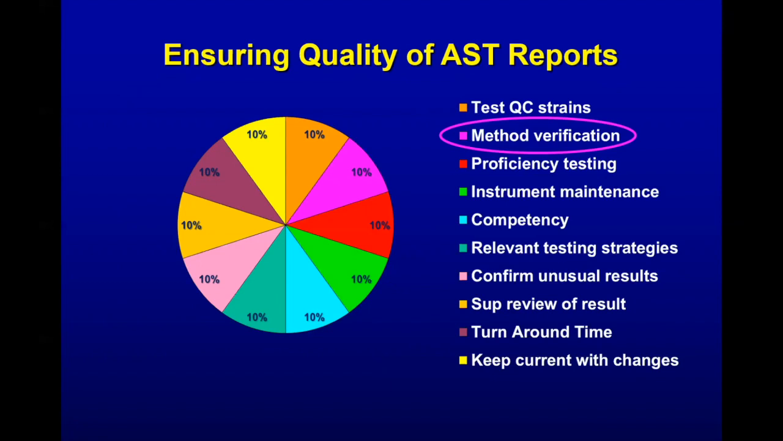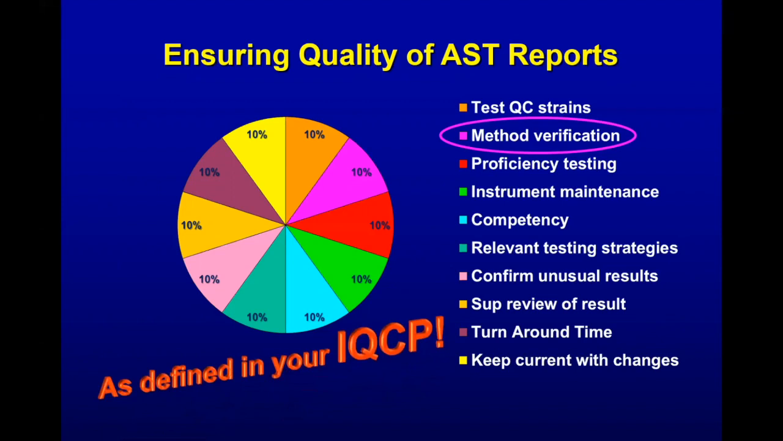Confirm unusual results. We have this highlighted in our M100 document. Supervise or review reported results. Have a reasonable turnaround time to get these results out so physicians can act on them accordingly, and keep current with changes like you're doing today. And a lot of these parameters are defined in your IQCP, so we're not going to go into detail here. I think all of you know where you could find more information about AST IQCPs.